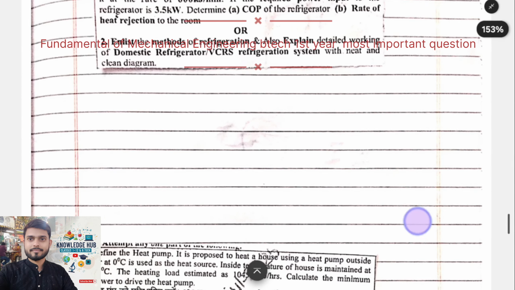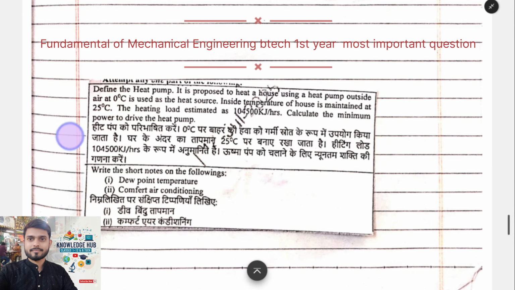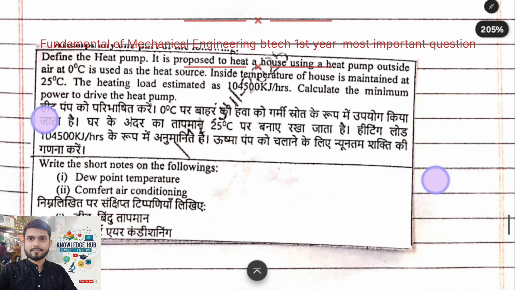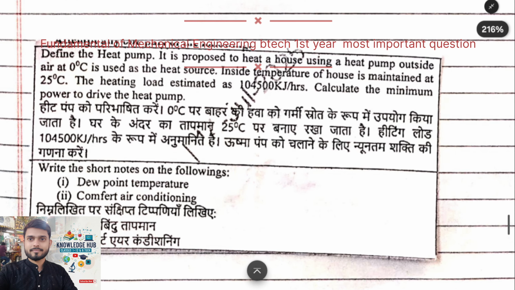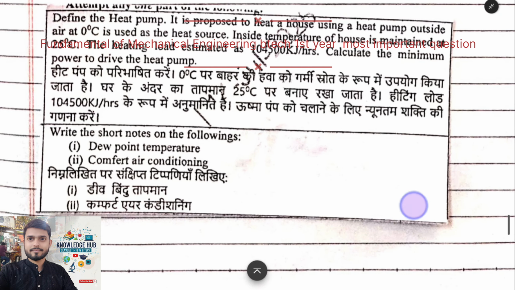This is all about this. Now the second last question is: define the heat pump. It is proposed to heat a house using a heat pump, with outside air at 0 degrees Celsius used as the heat source. The inside temperature of the house is maintained at 25 degrees Celsius. The heating load is estimated as 104500 kilojoule per hour. Calculate the minimum power required to drive the heat pump. This is basically one type of formula-based question.